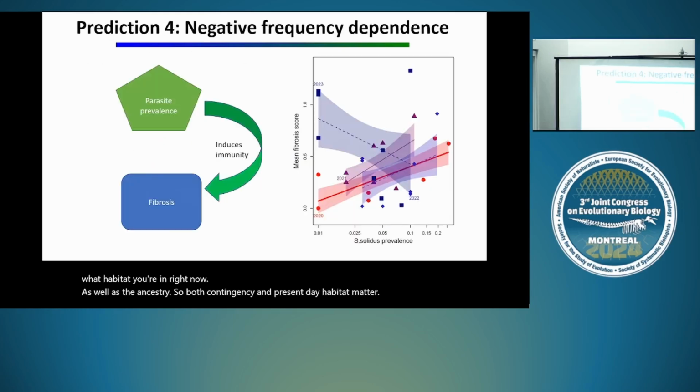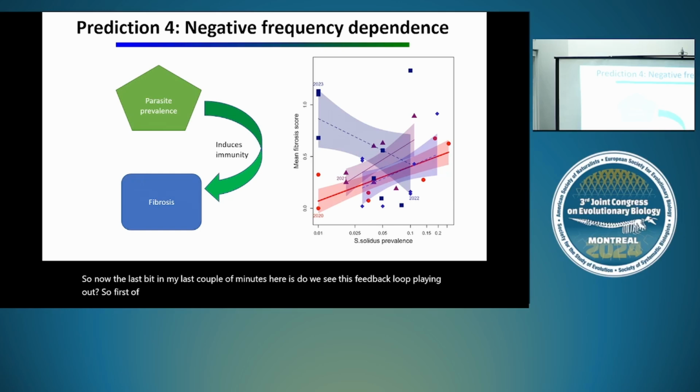So now the last bit, in my last couple of minutes here, is, do we see this feedback loop playing out? So first of all, does parasite prevalence induce fibrosis and favor it? It varies a bit from year to year, but in general, lakes with more tapeworm abundance have higher fibrosis. Lakes with less tapeworm abundance have lower fibrosis. There's one year where there's a little bit of a counter gradient that's not significant.